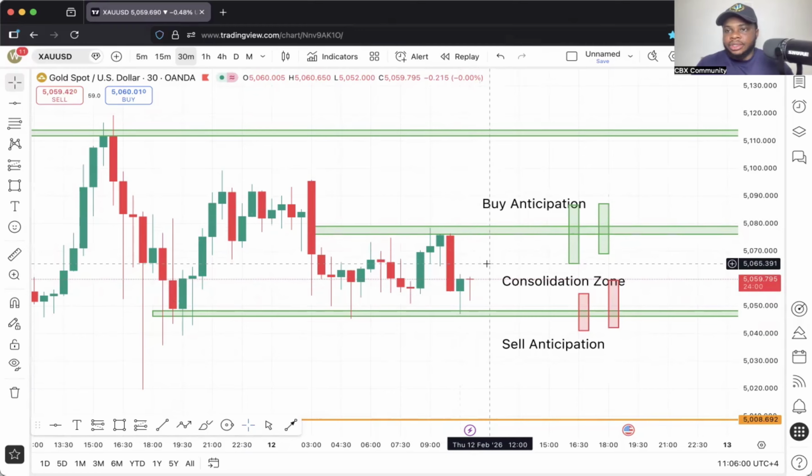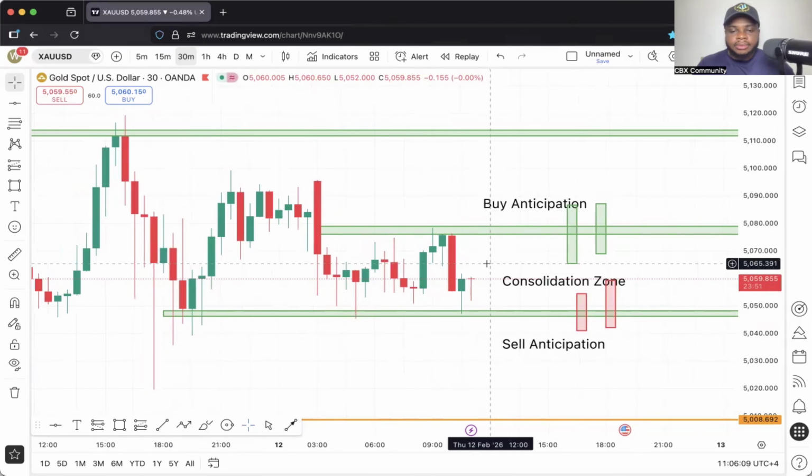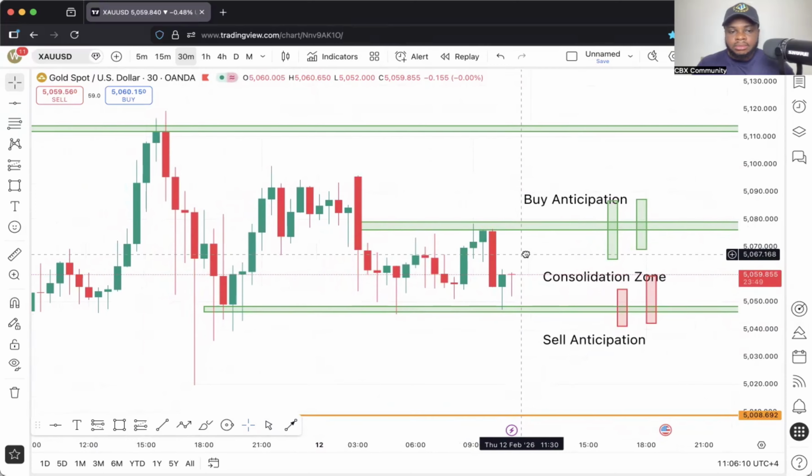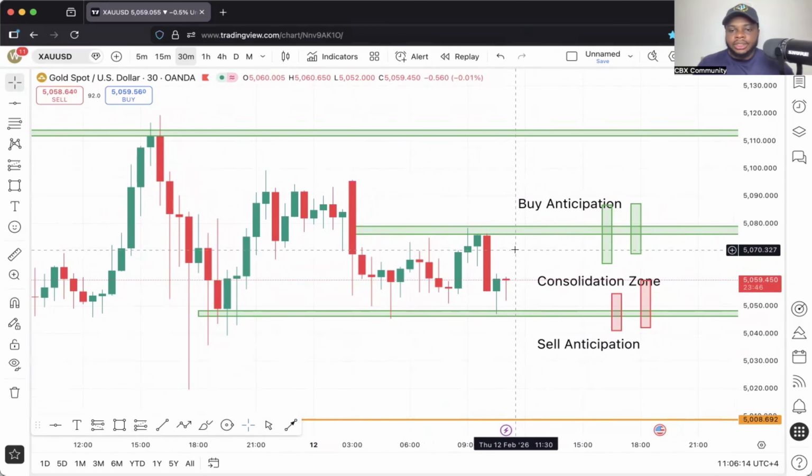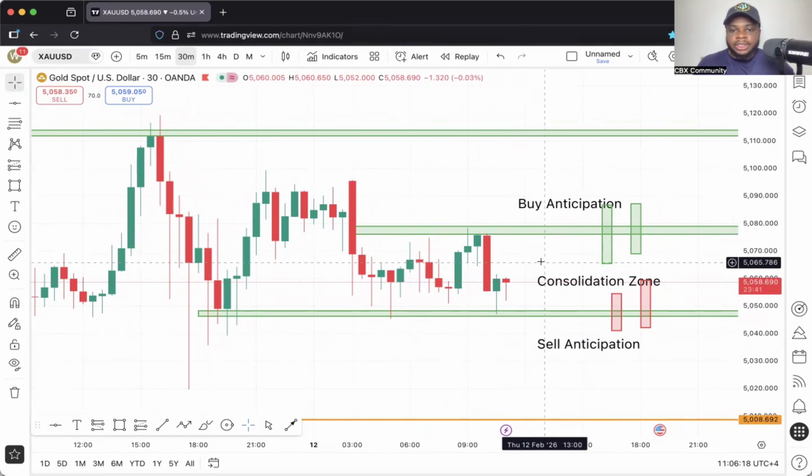So if anyone is joining right now and you don't understand anything or you have any question, you can send your question in the chat box and I will get back to you guys. So all we need to do is just to be patient until we are able to identify a structure before we are able to take a position.